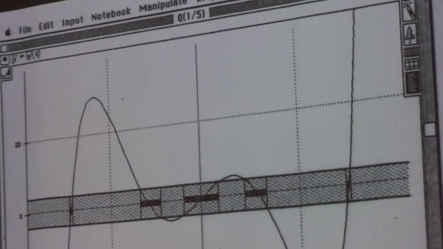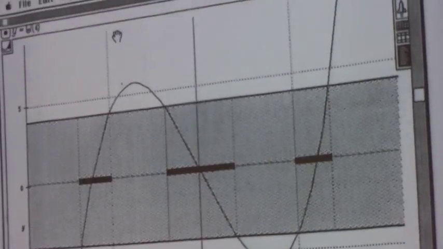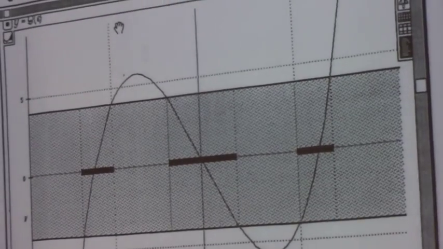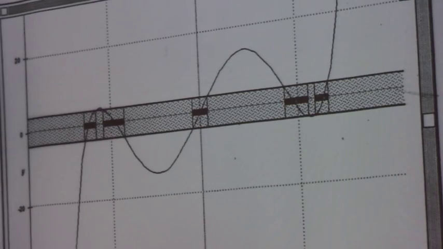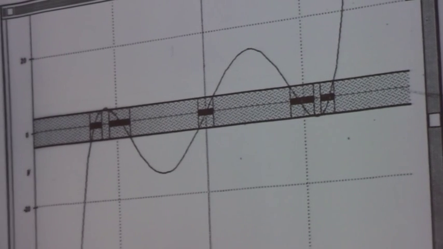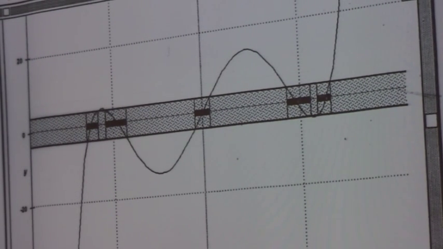In general, for 1 over n, or 1 over q, let's say, they will be roughly equally distributed. Not exactly, but roughly equally distributed. Whereas for other fractions, p over q in general, as opposed to 1 over q, they will be grouped.